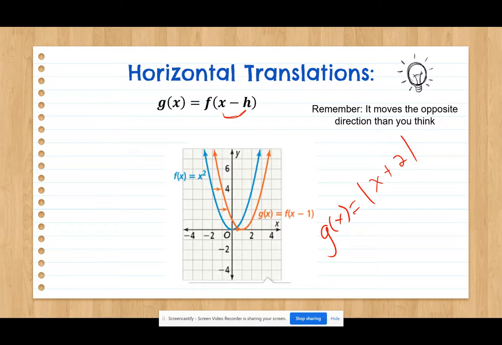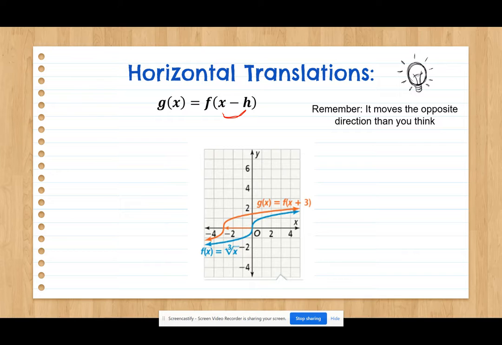Here is a quadratic, okay? And in this case, we had x squared as our original. They subtracted 1 inside the parentheses with the x. So again, opposite what you think. You're not moving in the negative direction. You're moving 1 in the positive direction. So you're moving 1 right. All right, and then this one is a cube root function. And our original is in blue, the cube root of x. They added 3 on the inside of our parentheses. So that is going to move left 3.